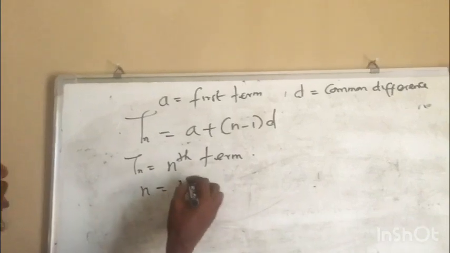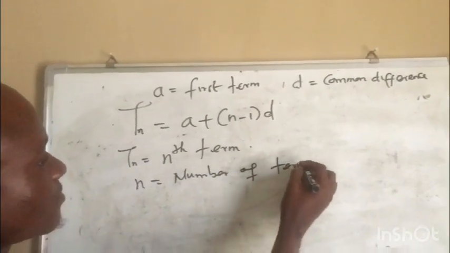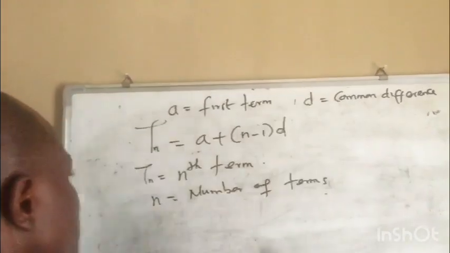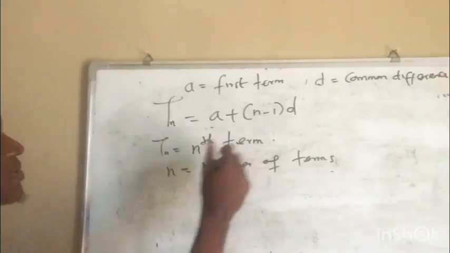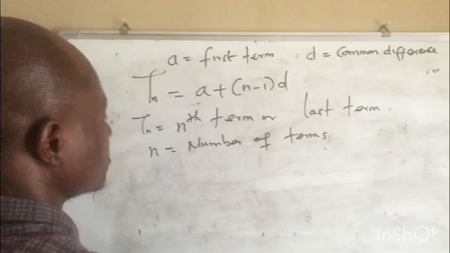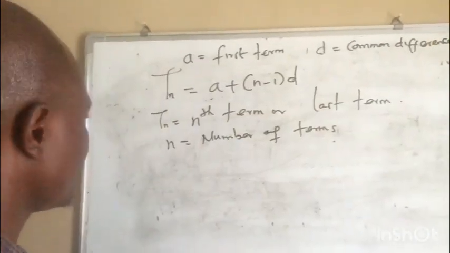N is called the number of terms. A is our first term, and D is the common difference. The nth term is sometimes called the last term. So this is the formula for the nth term of an AP.